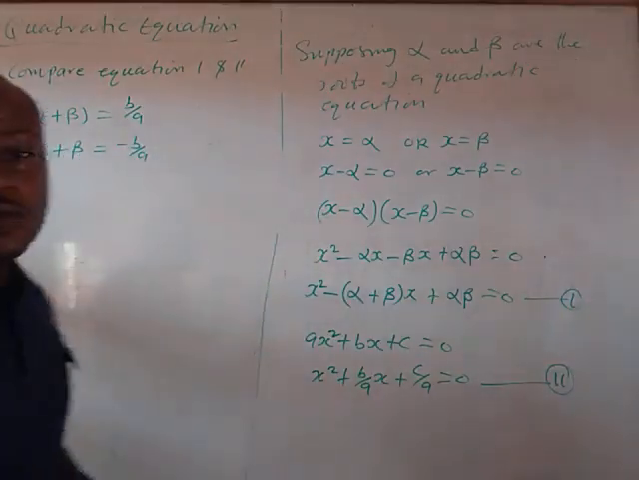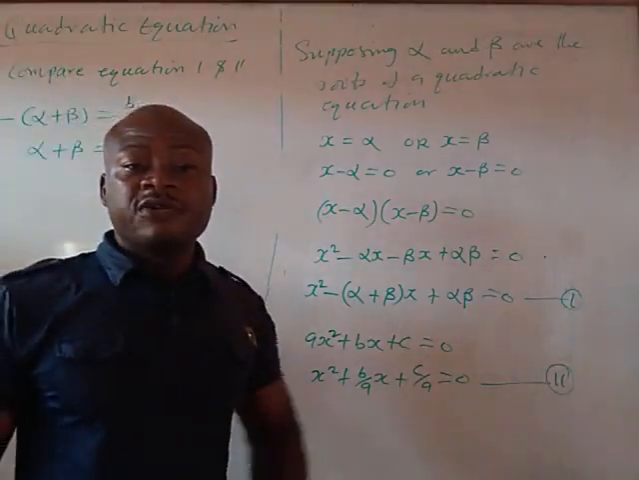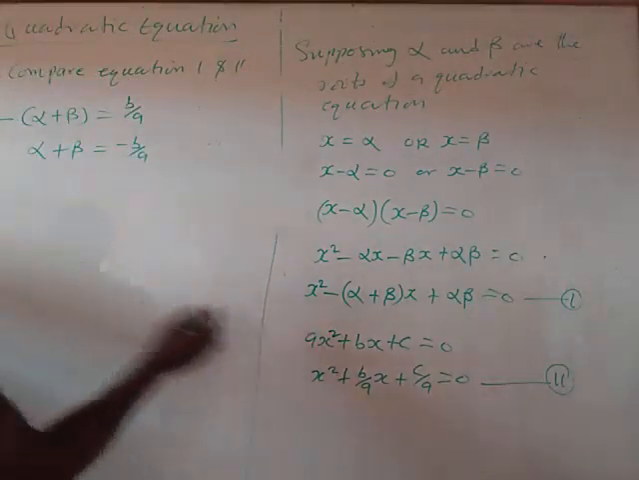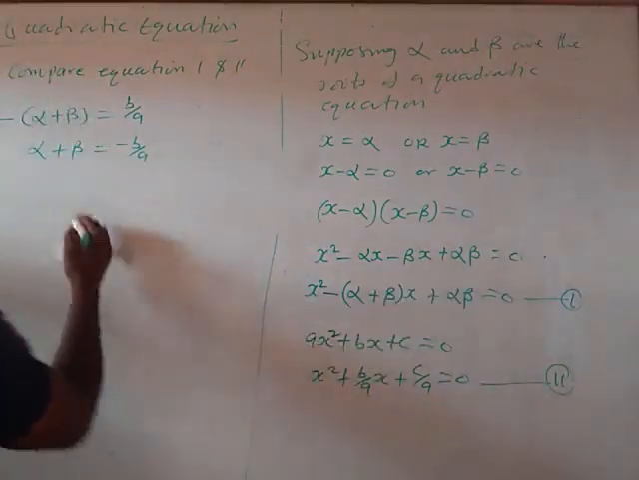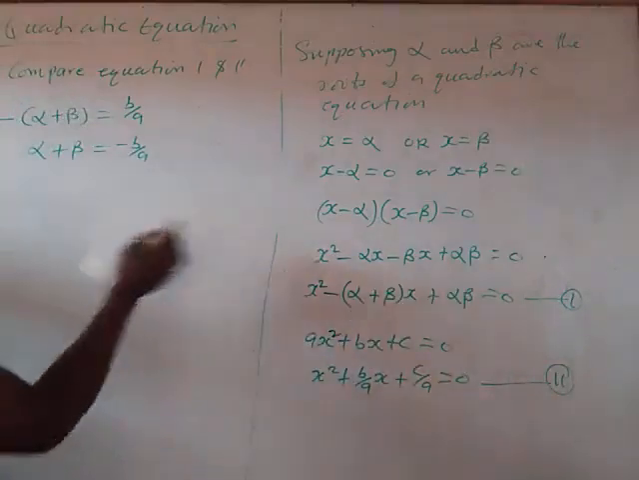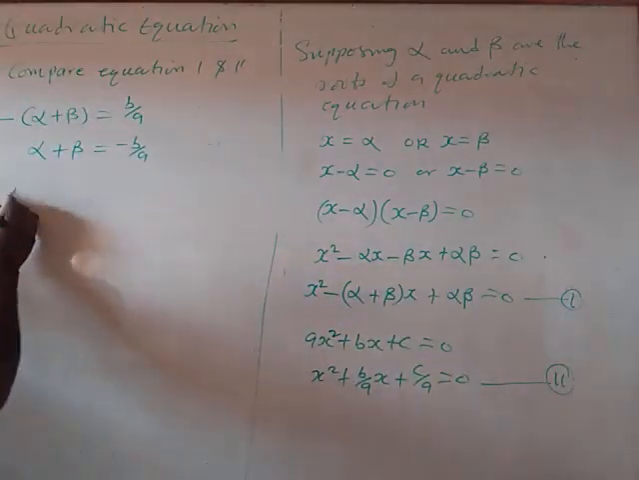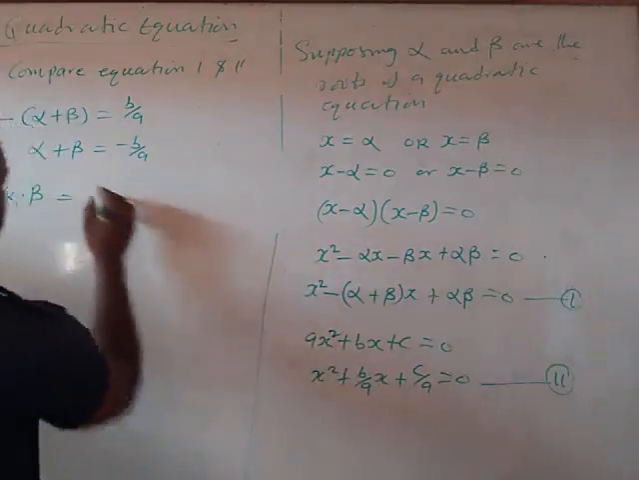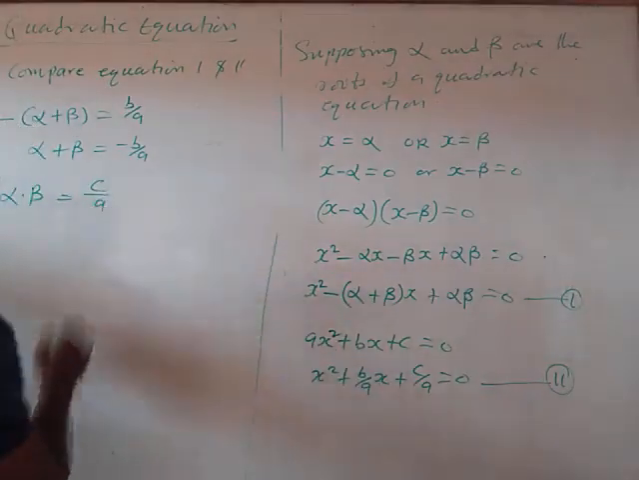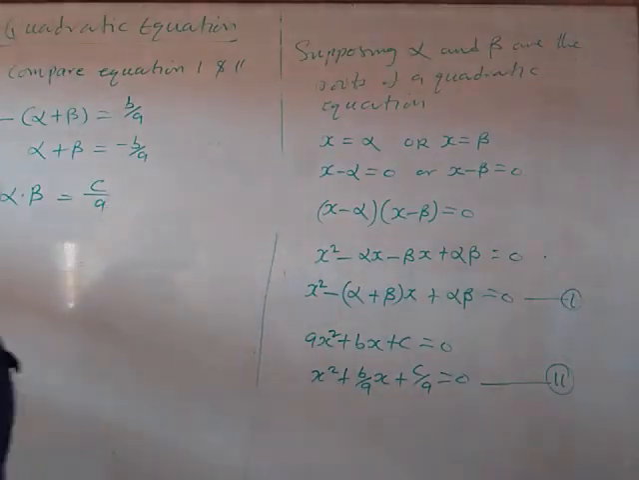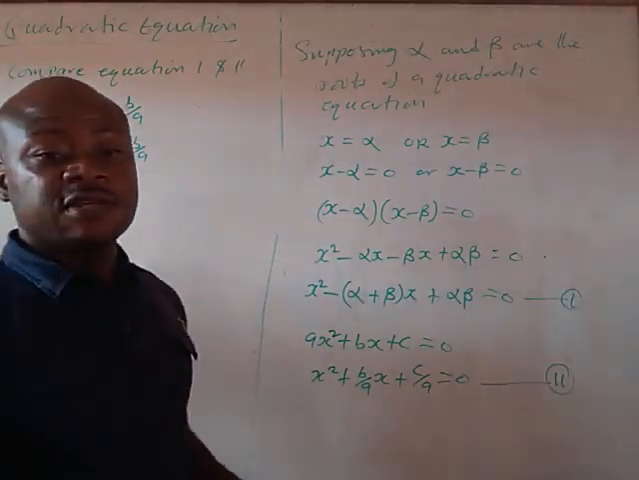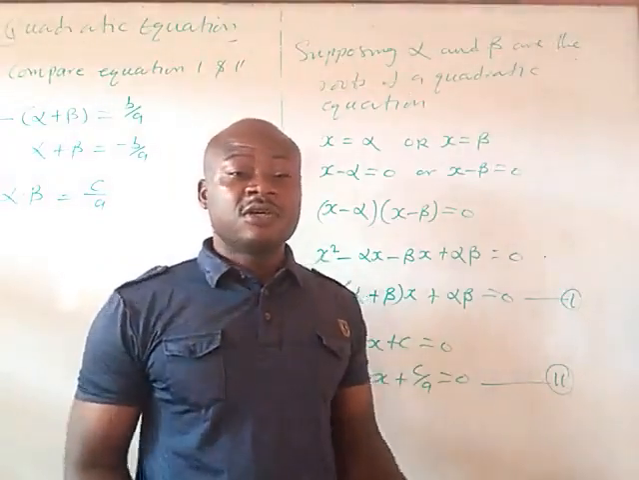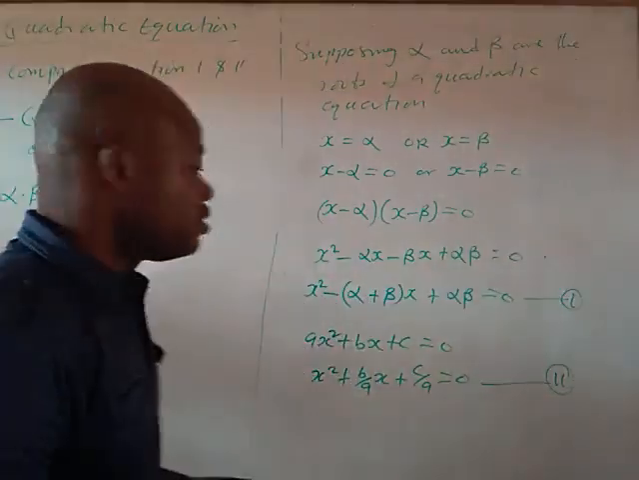And this one gives us what? The sum of the roots of a quadratic equation. And if we also compare the third term, then we have alpha times beta equal to c all over a. Now, you can see we've already derived this. Now, let us look at one application of how to use this.